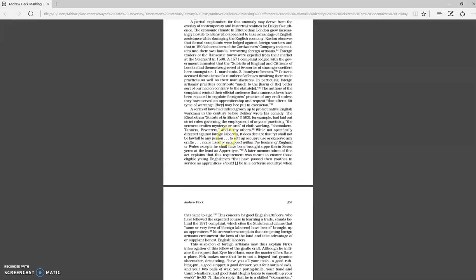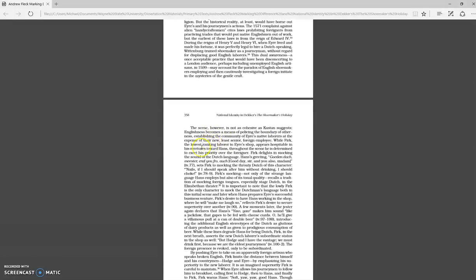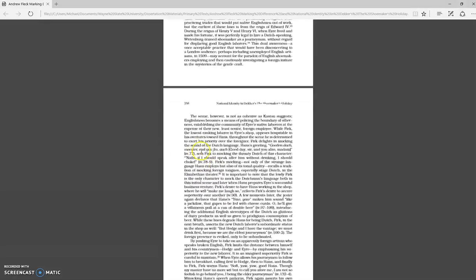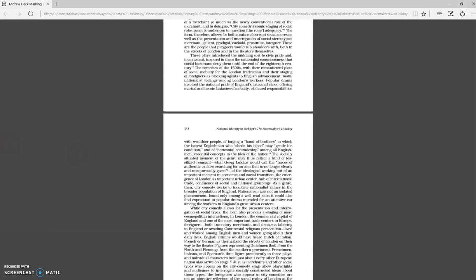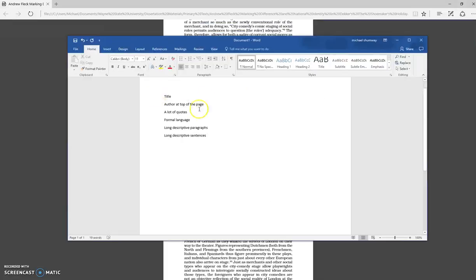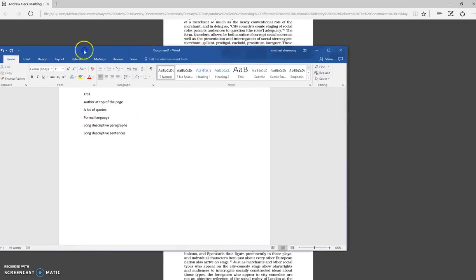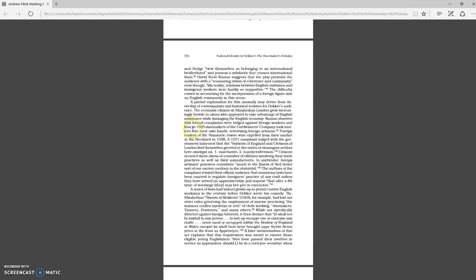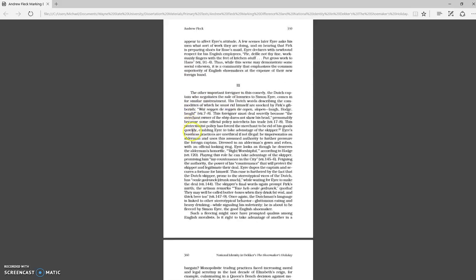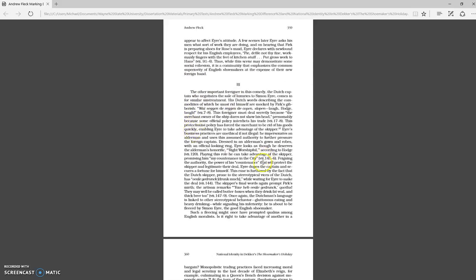And what else do we see? So that you're getting the point, basically what you're going to be doing is working through the article just like this. It's just reading pieces of it and figuring out what stands out. So far what we've noticed is it's got a clear title and author at the top of the page, a lot of quotes. We've got very formal language, long descriptive paragraphs, and long descriptive sentences. We would also want to identify the citation style. This one looks like it's MLA style, obviously, because it's literature.